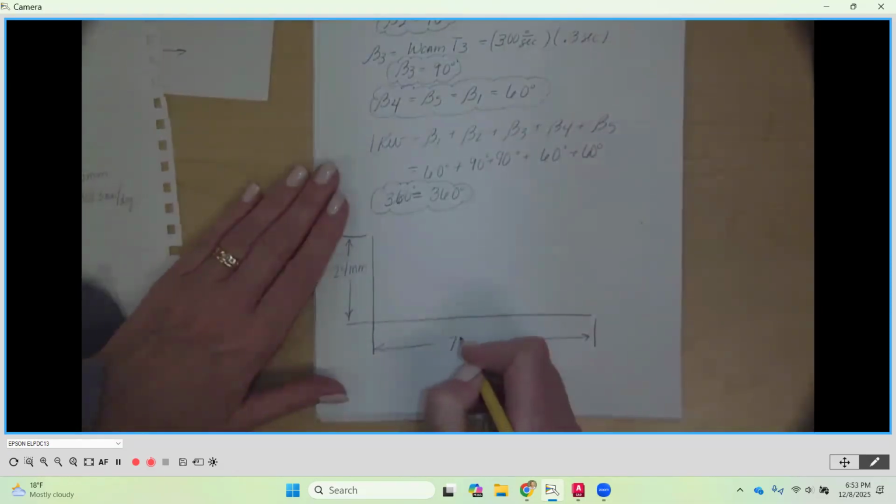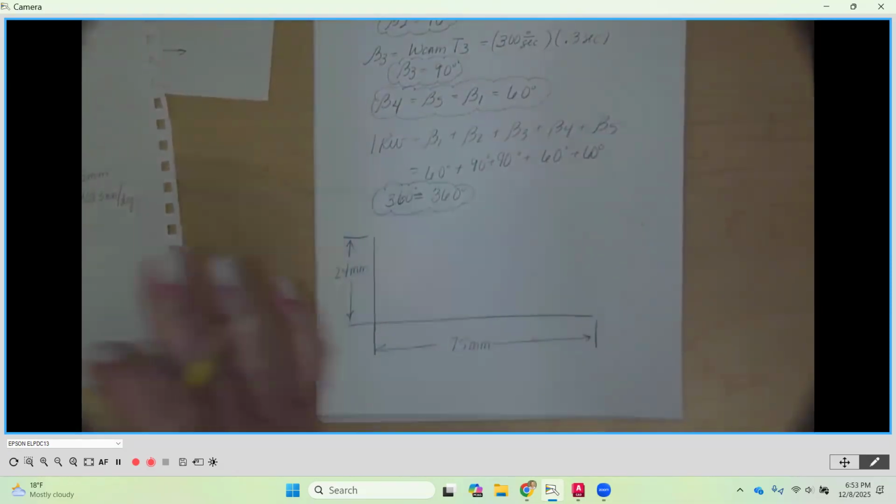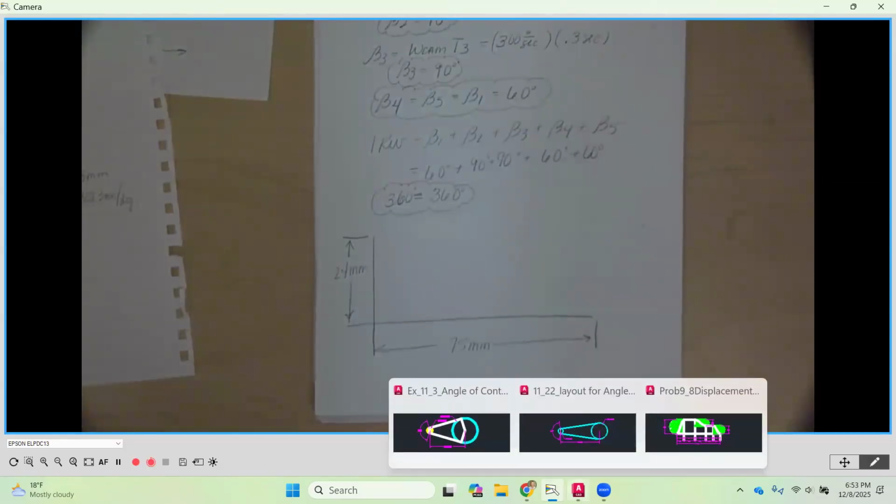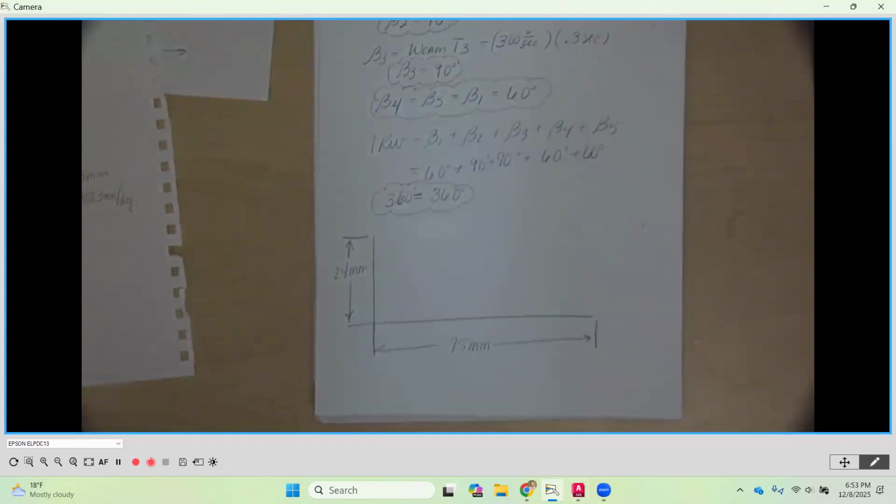But I'm going to make mine 25 millimeters. Remember, that's a guideline. That's a place to start. Doesn't have to be perfect. I just picked 75 because to me, 25 times 3 was easier to do in my head than 24 times 3. Okay. That's it. Any questions about that?